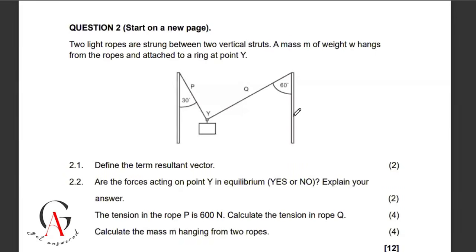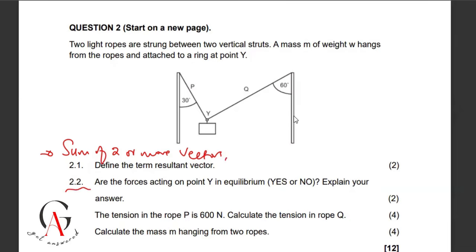Question number 2, two light ropes are strung between two vertical struts. A mass M of weight W hangs from the ropes, and they're attached to a ring at point Y. Okay. Then they want us to define what a resultant vector is. So we know that a resultant vector is the sum of two or more vectors. Someone can also say that it is a single vector that has the same effect as two or more vectors together. Okay, a single vector with the same effect as two or more vectors.